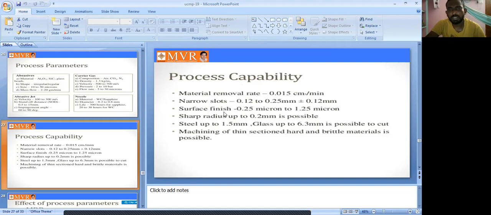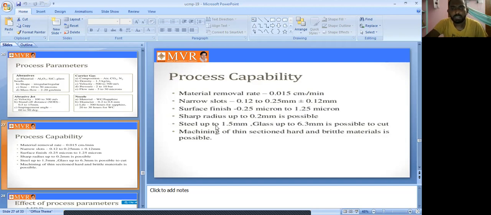So what is the surface finishing? The surface finishing for the process capability of the abrasive jet machining process is 0.25 microns to 1.25 microns. With this process capability we are doing the surface finishing in the abrasive jet machining process. A sharp radius up to 0.2 mm is possible. So this radius only is possible for removing the material from the workpiece.